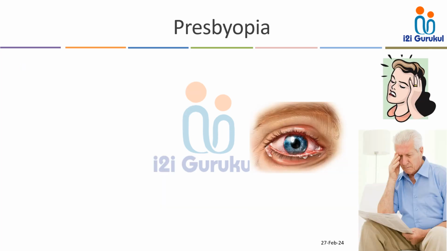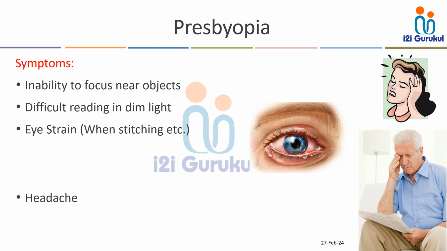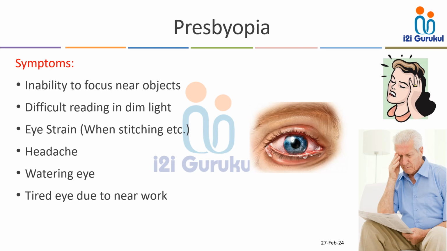Moving towards the symptoms of presbyopia. Symptoms means the complaints that patients bring to the practitioner, optometrist or ophthalmologist. They have many complaints like difficulty focusing on near objects, difficulty reading in dim light, eye strain during stitching, headache, watering, and tired eyes due to near work, and difficulty in near reading, that is, small letter font size. So these are the many types of symptoms that patients will complain to you about.